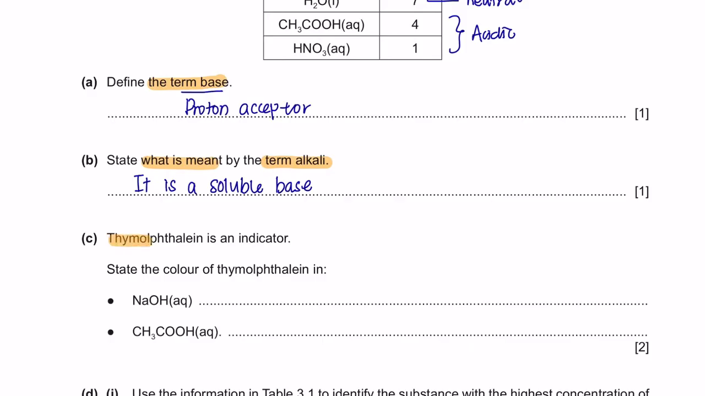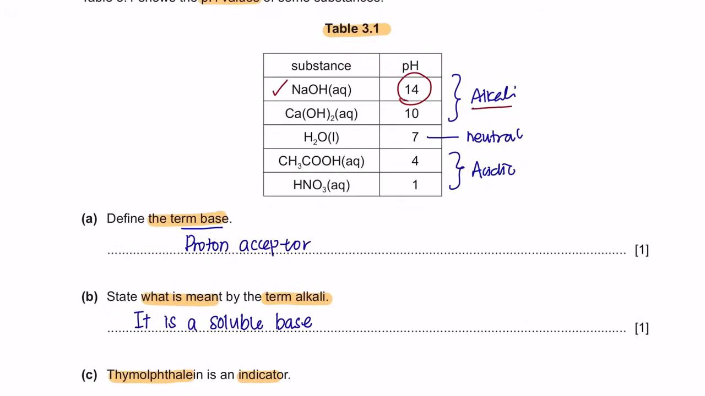Part C. Thymolphthalein is an indicator. State the color of thymolphthalein in these two compounds. At pH 14, it is an alkali, so thymolphthalein would be blue in color, whereas in neutral and acidic solutions, thymolphthalein will be colorless.